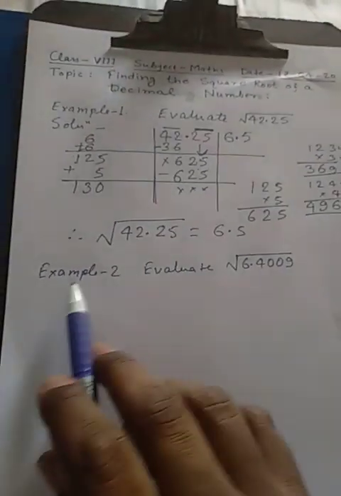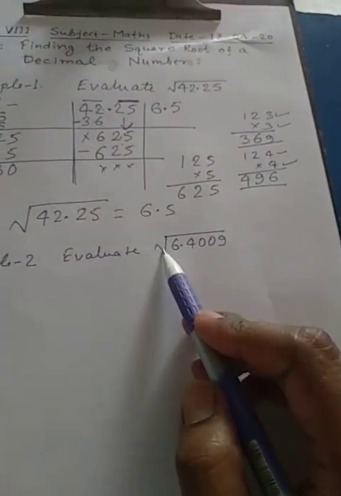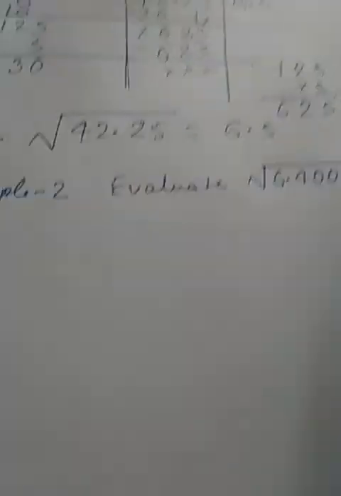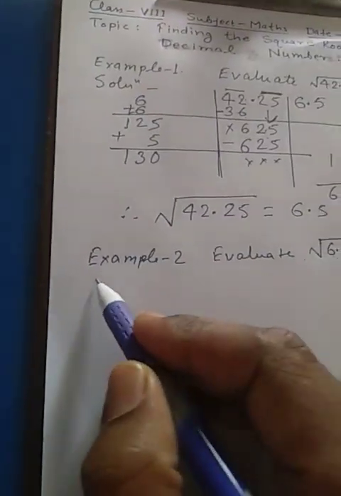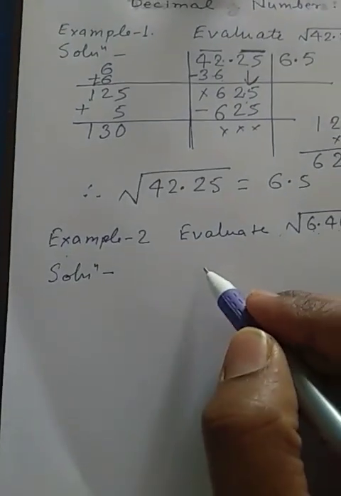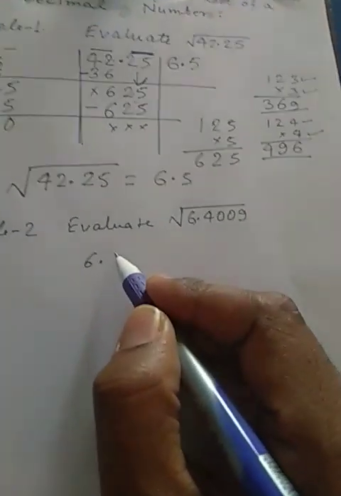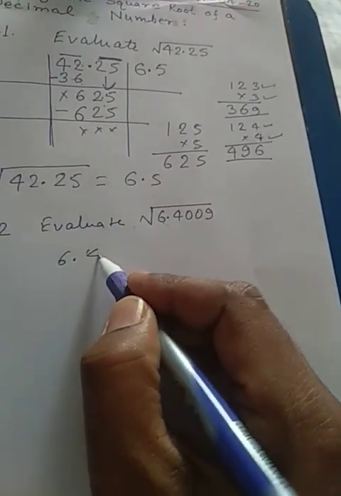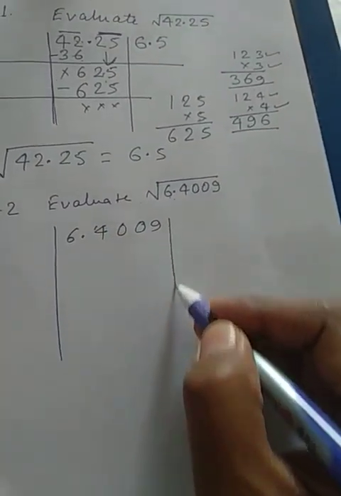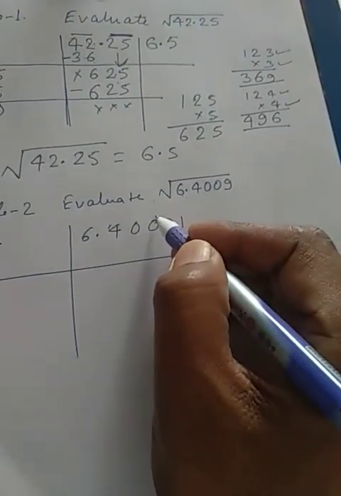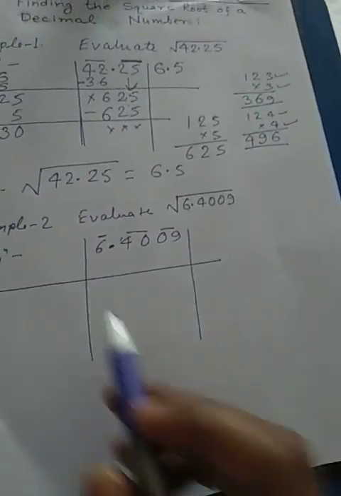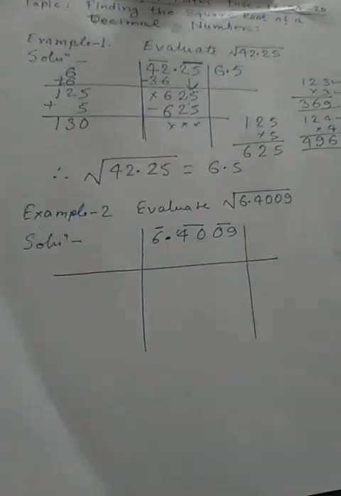Now I am taking another example, example 2. Evaluate the square root of 6.4009. How can we find it? Just like the previous one, we write the solution, writing the number 6.4009 and making pairs in the decimal part and in the whole part. 6 is alone here. We can read the table.